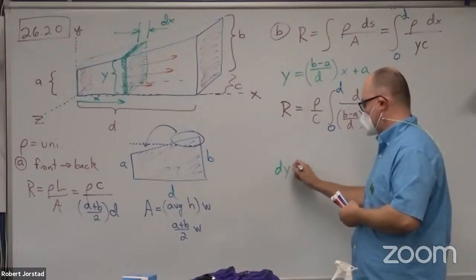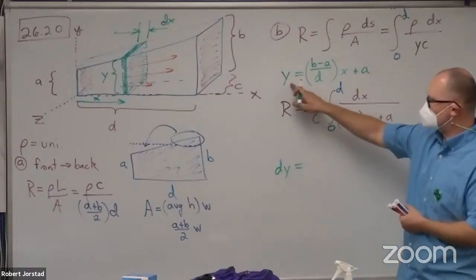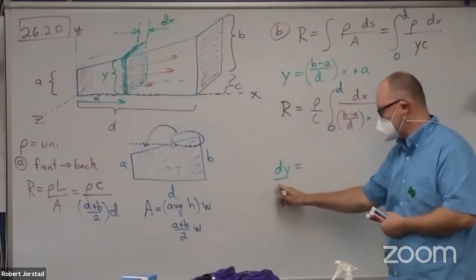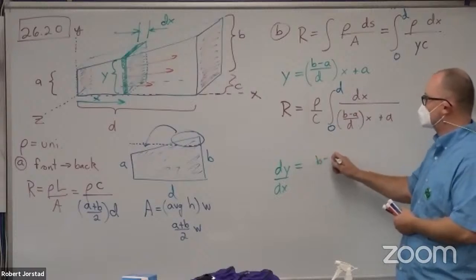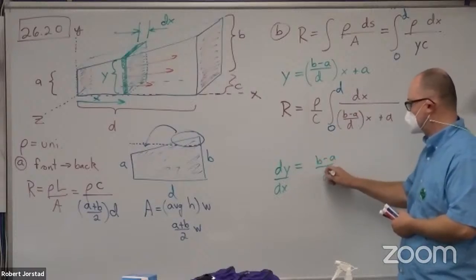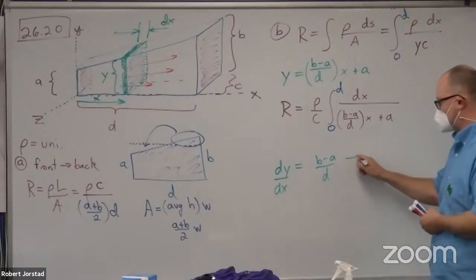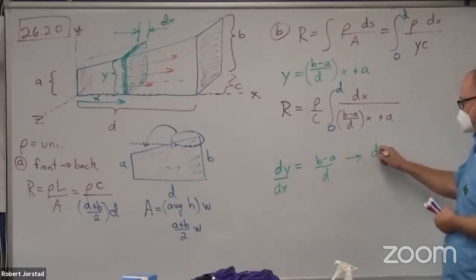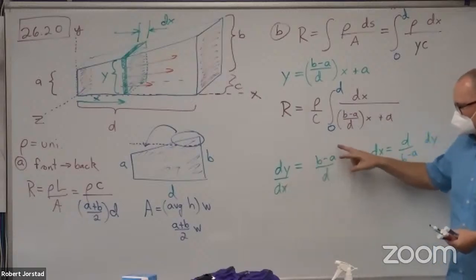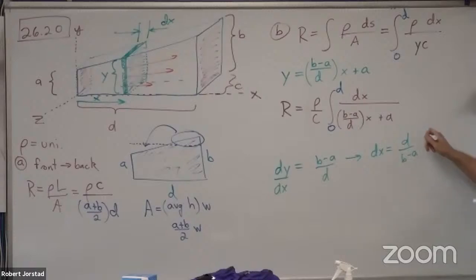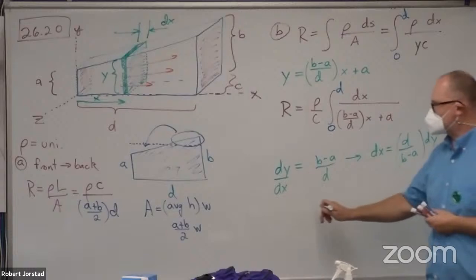What is dy? If I took the derivative of this, if I take dy dx, what do I get? The slope. Do you agree? Well, isn't that the same thing as saying dx is equal to d over b minus a dy? Just rearrange that. Bring this over here, flip this and bring it over there. You get that? Well, can't I just plug this in this way?